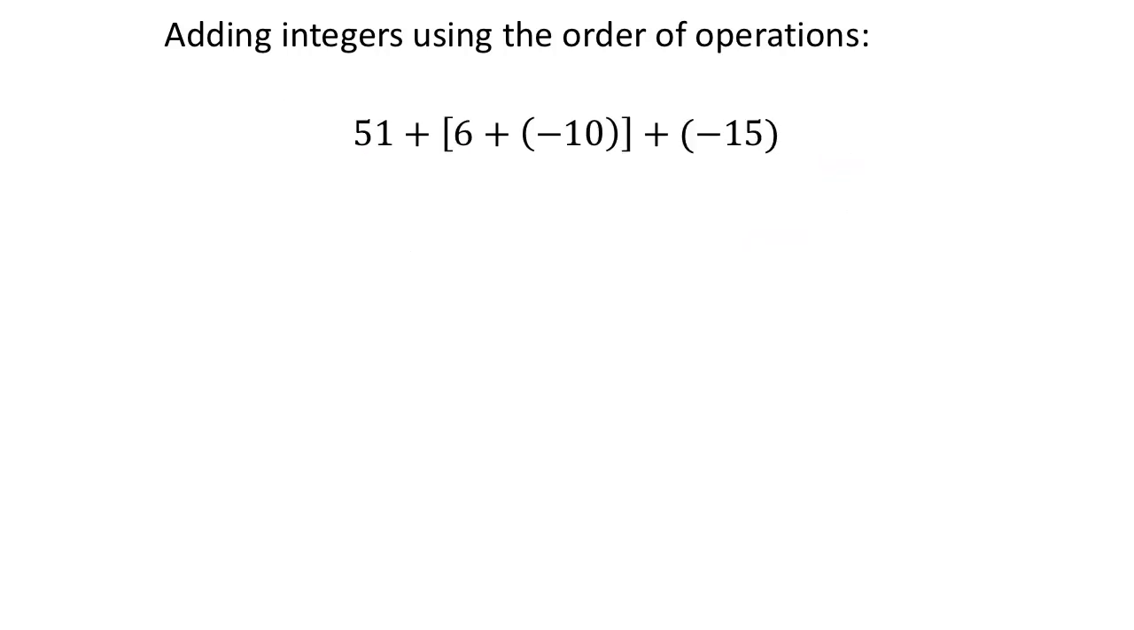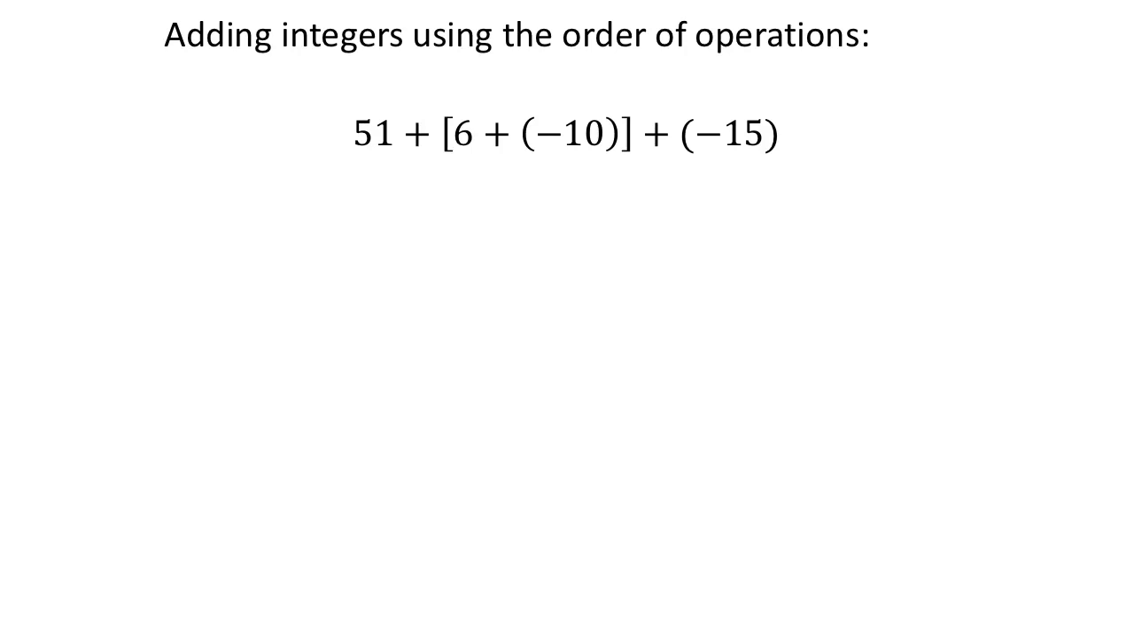All right, we'll add these using the order of operations: 51 plus, in brackets, 6 plus negative 10, close brackets, plus negative 15. You know what? You guys try this one. We'll give you 30 seconds, okay? Go ahead and try this one. All right, here we go.